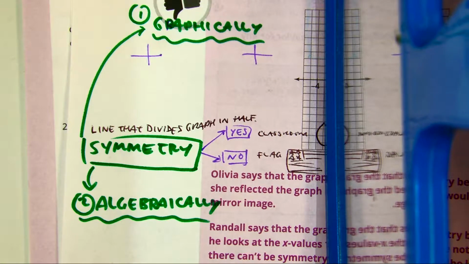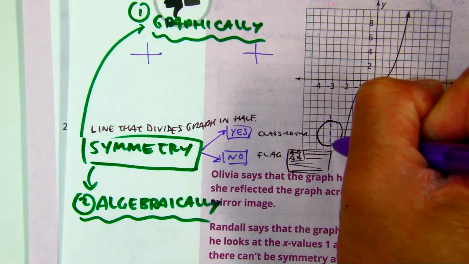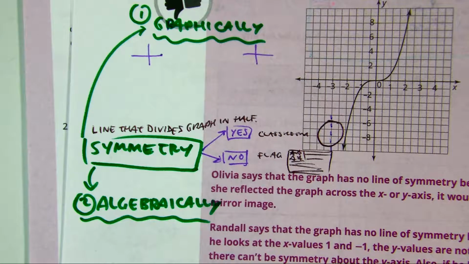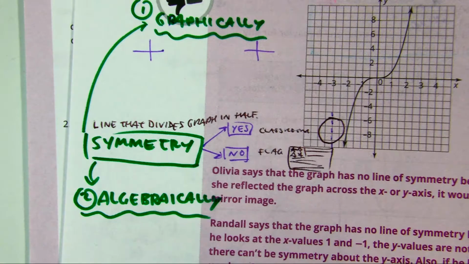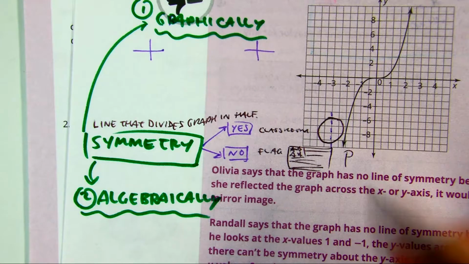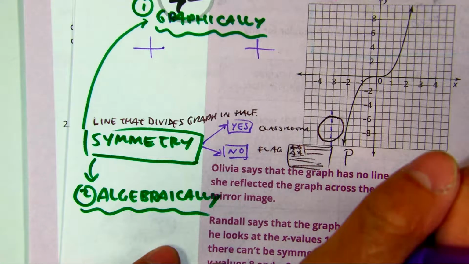Symmetry is the mirror, isn't it? And if I put this dotted line where the mirror was, that is symmetrical. Daniel, can you tell me an example that is not symmetrical? You can't cut P in half this way. Okay.